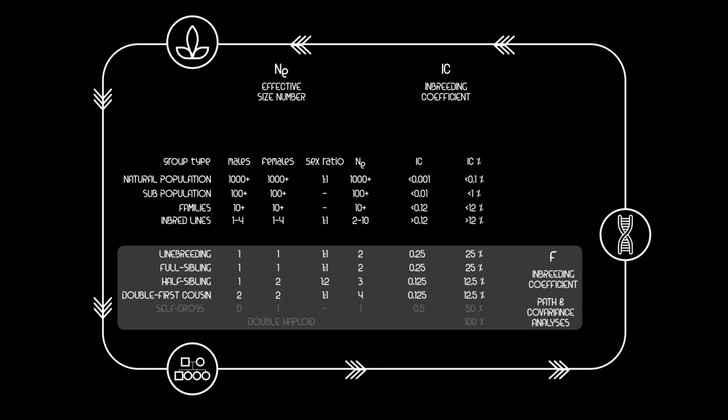In this video, we have seen how to approach the selection of a population by tracking the effective size number and the average inbreeding coefficient.